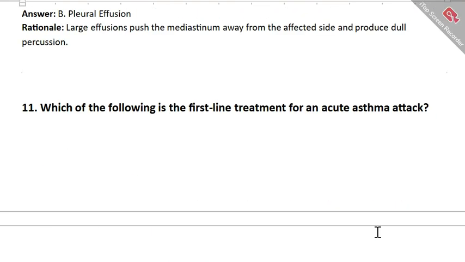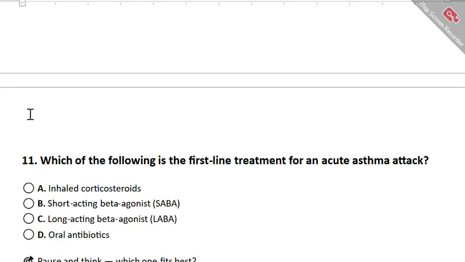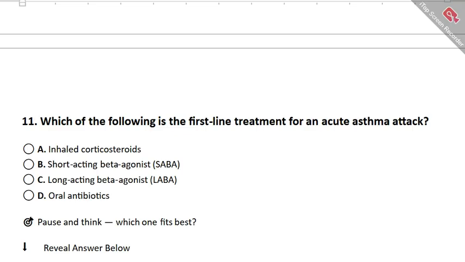Let's move to the next question, question number 11. Bring this question down to the next page. Question number 11 is, which of the following is the first line treatment for an acute asthma attack? Pause and think which one fits best and then reveal the answer below. In this scenario, the correct answer is option B.